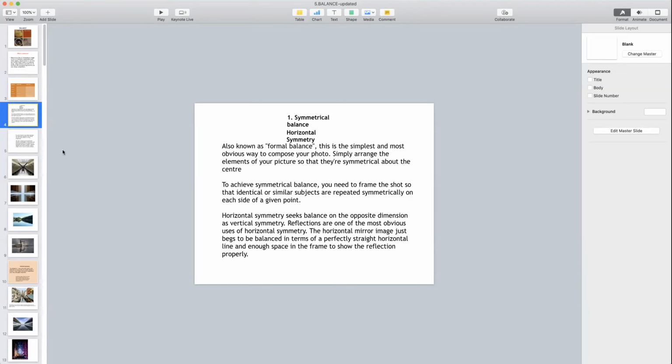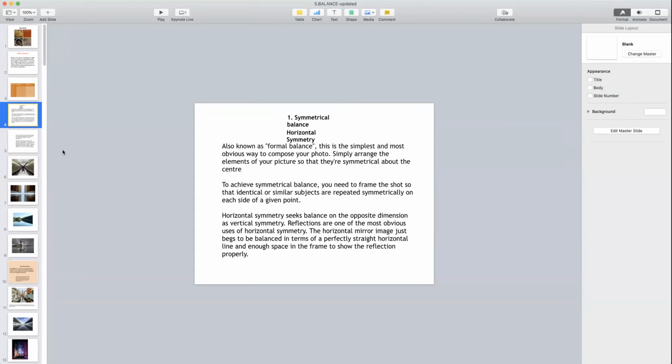This is the simplest and most obvious way to compose your photo. Simply arrange the elements of your picture symmetrically about the center. To achieve symmetrical balance, you need to frame the shot so that identical and similar objects are repeated symmetrically on each side of a given point. Horizontal symmetry seeks balance on the opposite dimension from vertical symmetry. Reflections are one of the most obvious uses of horizontal symmetry. The horizontal mirror image just begs to be balanced with a perfectly straight horizontal line and enough space in the frame to show the reflection properly.